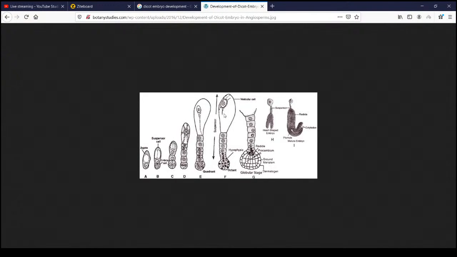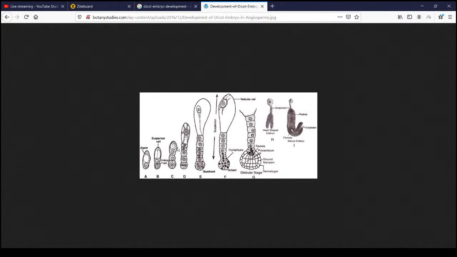Okay. So look at this diagram. Once you have a good look at this diagram, you will be able to understand what I am trying to say. The terminal cell, now watch this diagram properly, divides by a vertical division. You can see here vertical divisions are happening.